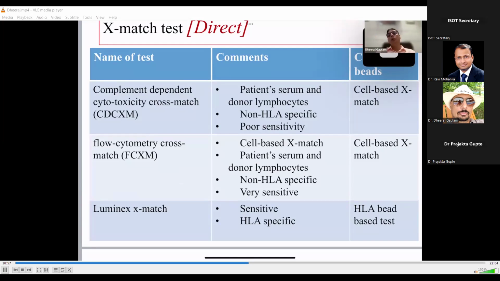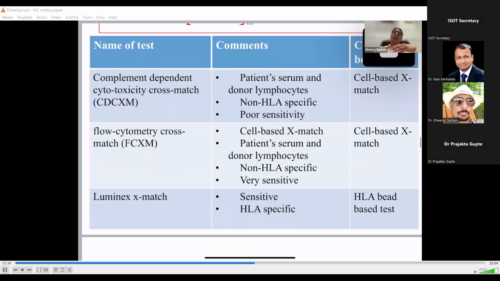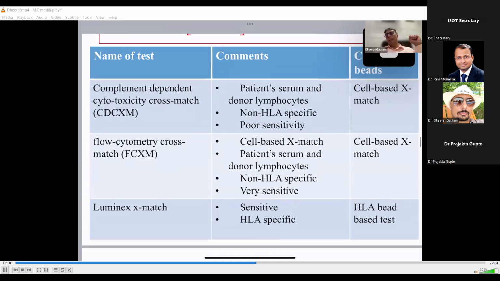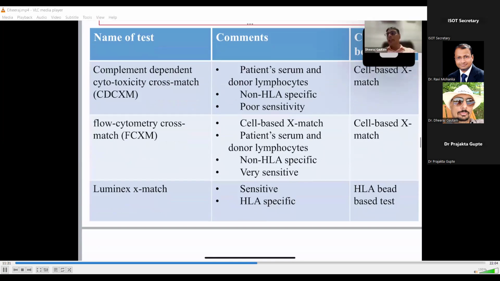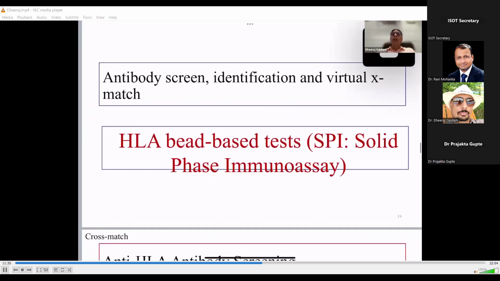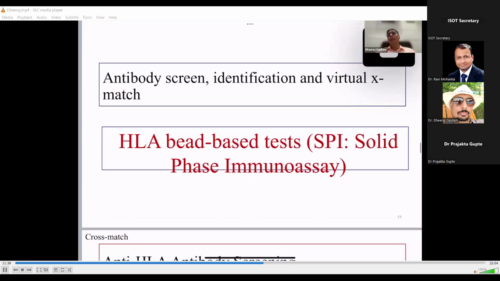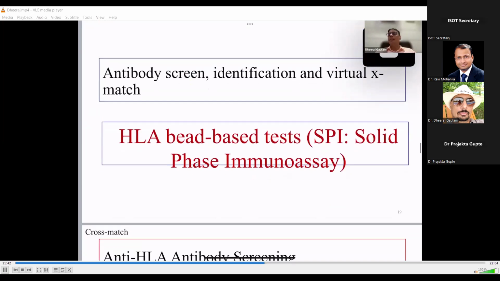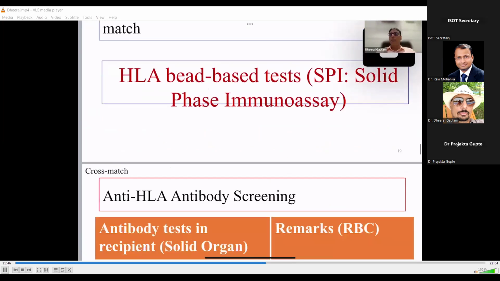Then came the flow cytometry cross match, that is FCXM. It is a cell-based cross match in which the patient serum and donor lymphocytes are matched. It is non-HLA specific but very sensitive. The latest, which everybody is doing now in good centers, is the Luminex cross match, which is sensitive and HLA specific, in which there is a magnetic bead on which we put the HLA antibodies and cross match with the donor. So: antibody screening, identification, and virtual cross match. It is based on HLA bead-based tests, commonly called solid phase immunoassay.